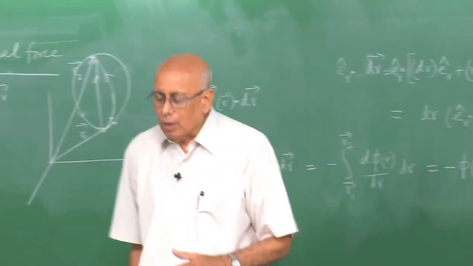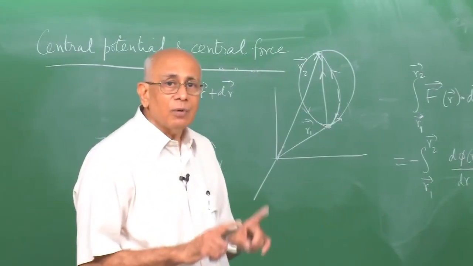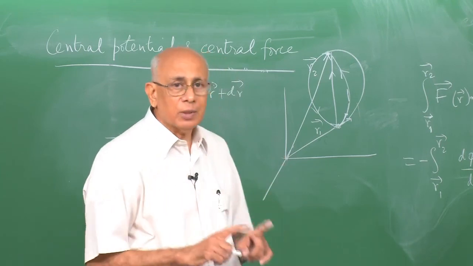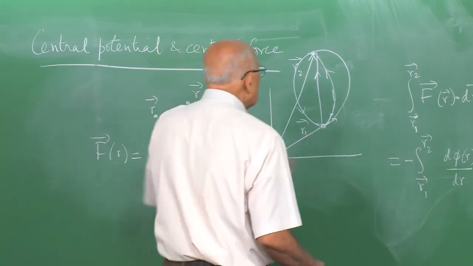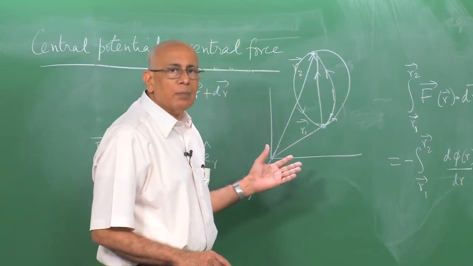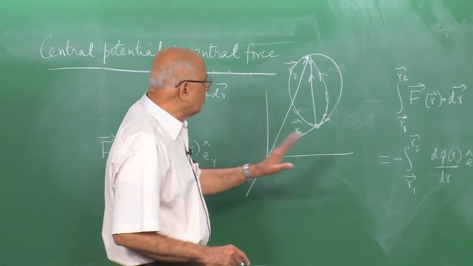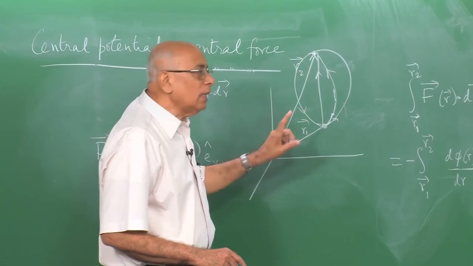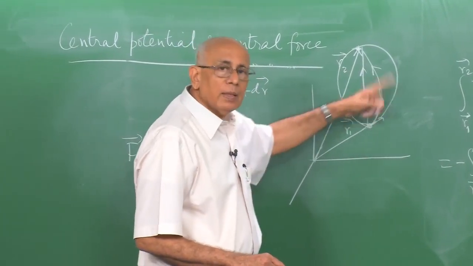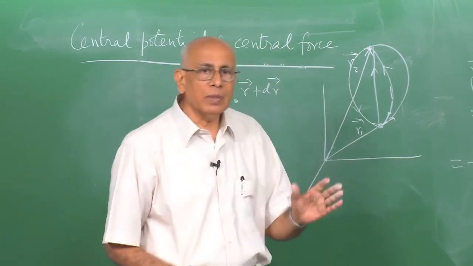So the second important property of a conservative force, of which a central force from a central potential is a special case, is that the work done in a closed path is 0. The work done by this force on a system in a closed path is 0, or equivalently the work done in going from any point to any other point is independent of the actual path taken between the 2 points and dependent only on the potential difference between the 2 points.